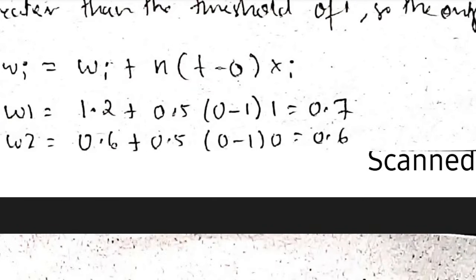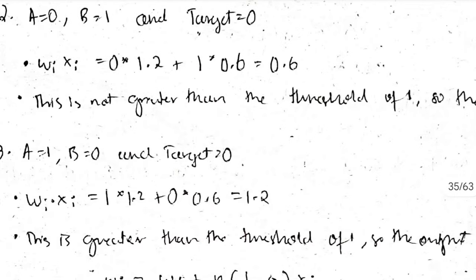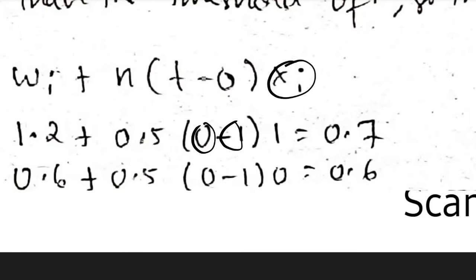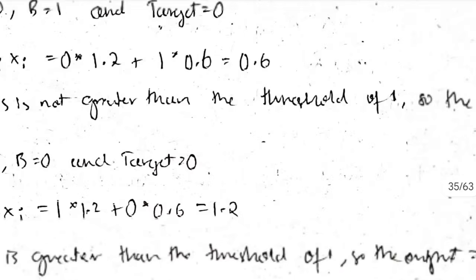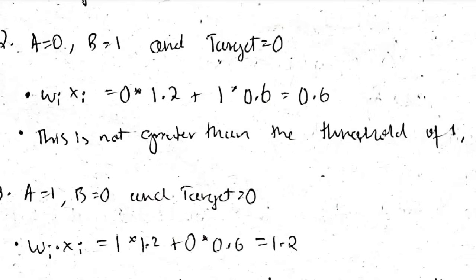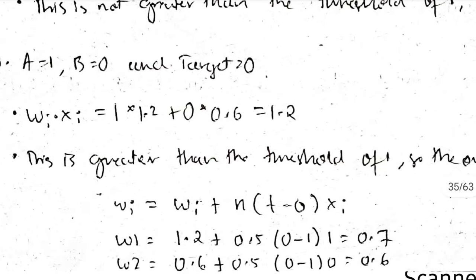The actual output I'm getting is 1. See here, the target I expected was 0, but because of 1.2, the actual output I got was 1. So t minus o is 0 minus 1. And xi is the input value I have given. For w1 the input value is 1, for w2 the input value is 0.